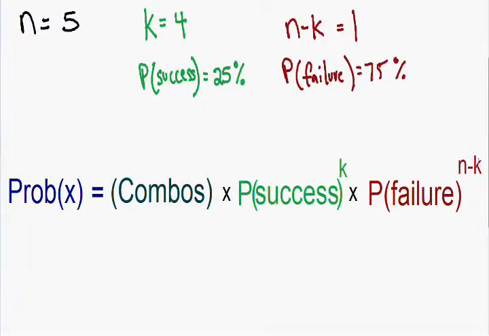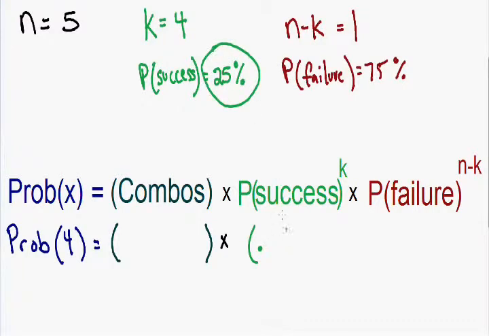Okay, so let's plug everything into our formula. We're trying to find the probability that the student got 4 questions correct. So the probability that a student got 4 questions correct is equal to the total number of combinations. And I'm going to talk about the combinations a little bit later, so I'm just going to leave that blank for now. And this is all multiplied by the probability of success, which we know is equal to 25%, or you could say 0.25, with our number of successes k in the exponent, and we know that our k is equal to 4, so I'll put a 4 in the exponent.